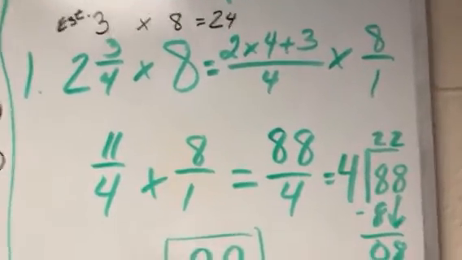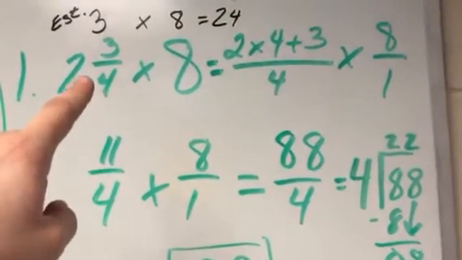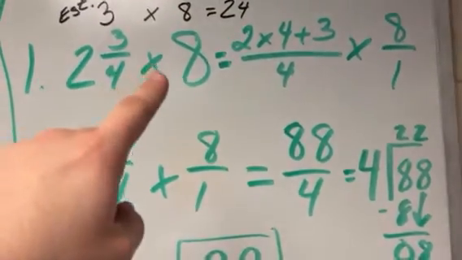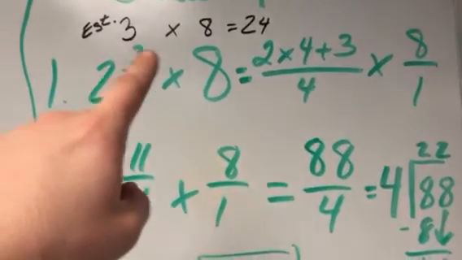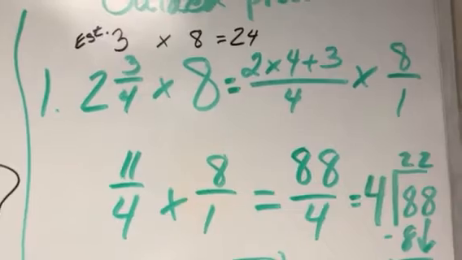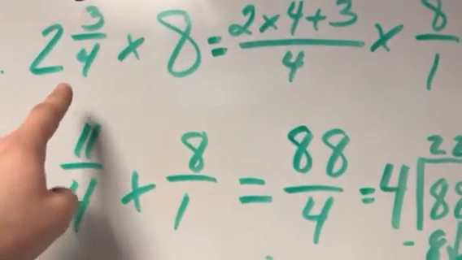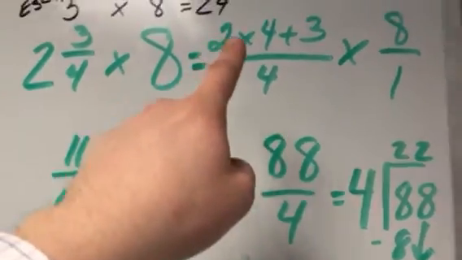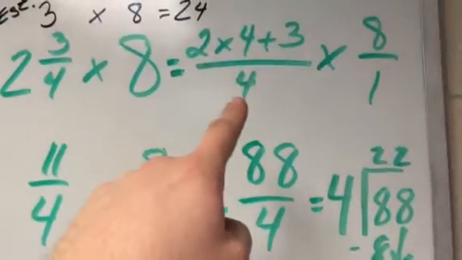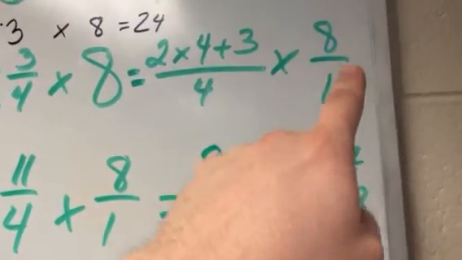So in the example of 2 3/4 times 8, I estimated 2 3/4 to be 3. 8 was obviously 8. So 3 times 8 was 24. I knew my answer had to be close to 24. So let's see what I did. I converted 2 3/4 to 2 times 4 plus 3 all over 4 using step 1, and I multiplied that by 8 over 1.